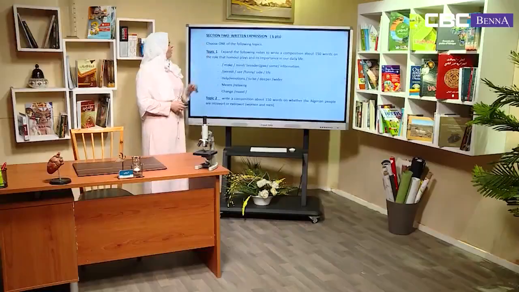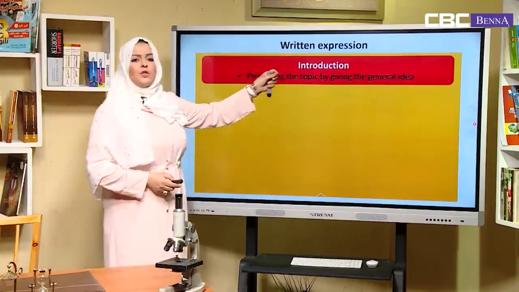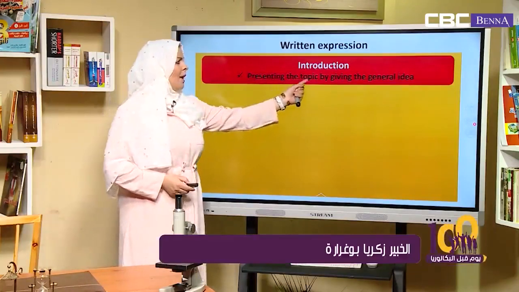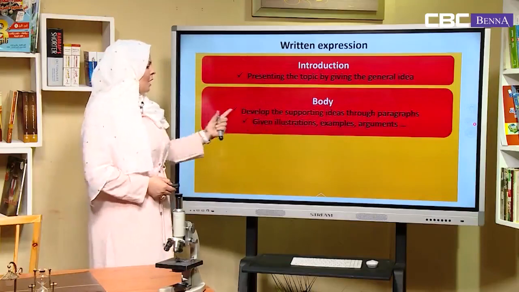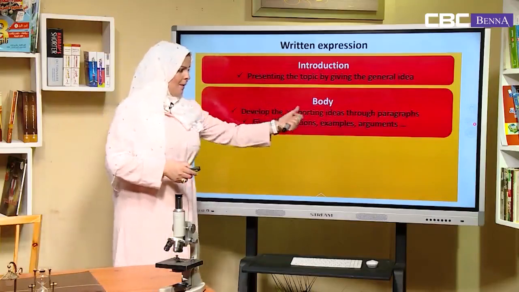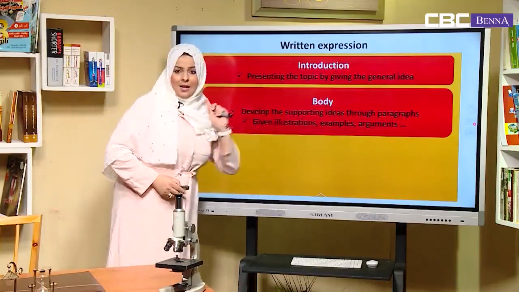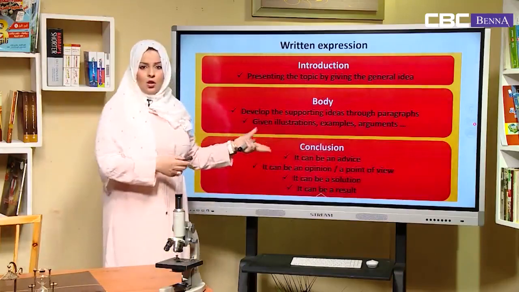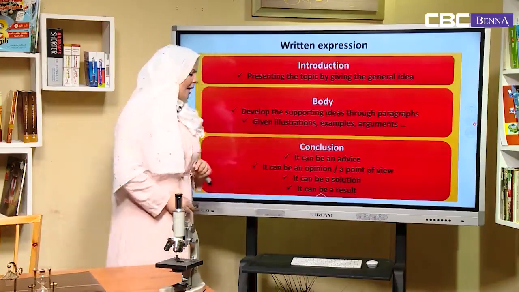We are going to move to our written expression, which is the second part. Here, I want first to give you some steps. First of all, in order to write an essay or a paragraph, you have to start with the introduction, in which you present the topic by giving the general idea. Later, you move to the body, or the development, in which you will have supporting ideas. You develop them through paragraphs or one paragraph according to you, and give illustrations. Sometimes you need examples and arguments to defend your subject. And the last thing is the conclusion. It can be an advice, an opinion, a point of view, a solution, or a result.